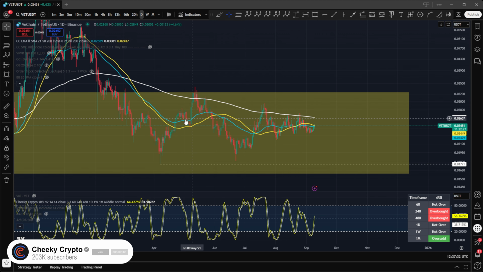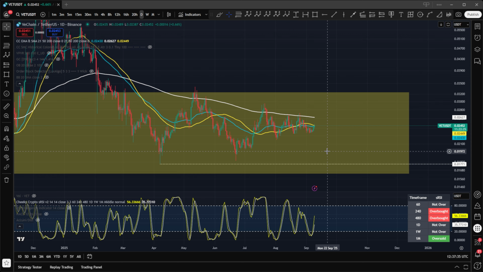We also have the light blue line coming through the chart. That is your 50 exponential moving average. Again, like your 200, it's weighted aggressively towards the most recent price action. But again, we are lower than that as well. So these are the moving averages on the chart here. And they are basically giving us a bit of a bearish view of VeChain's VET token at the point of recording.